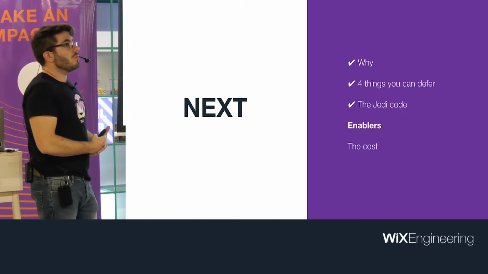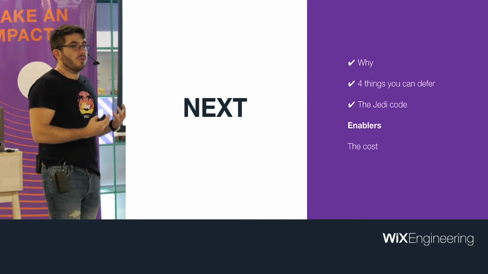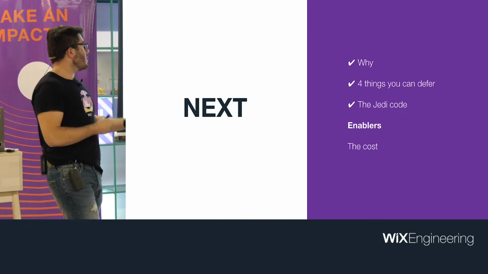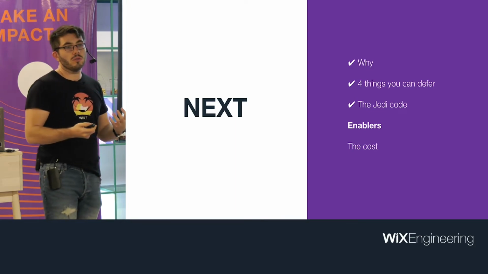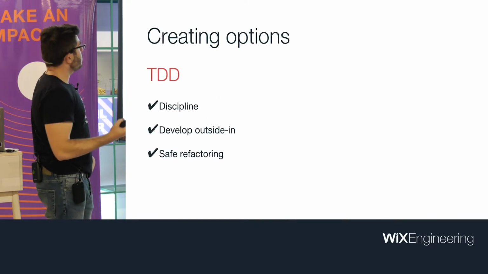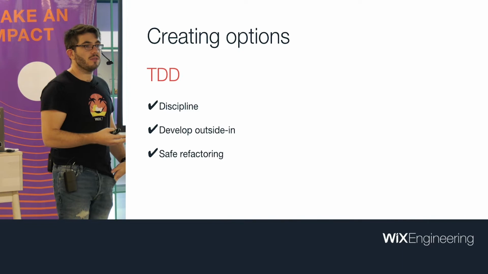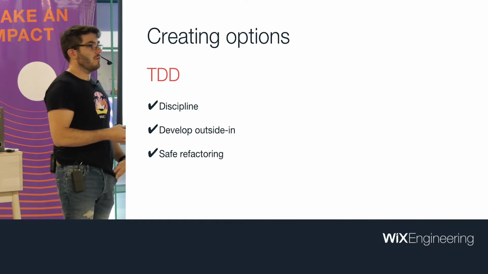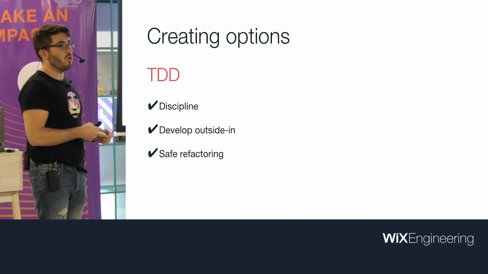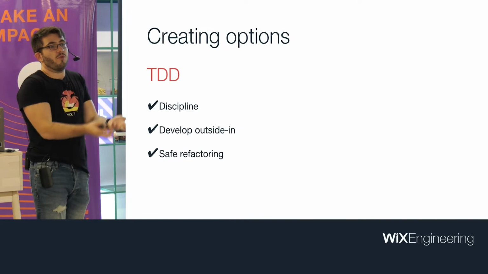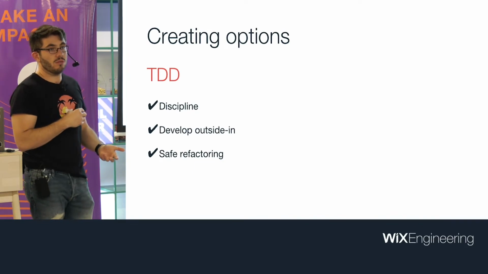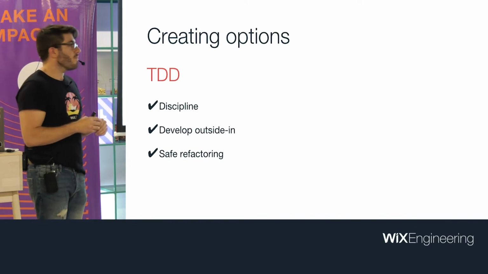So now, in order to be able to postpone those decisions, we need to create an option for ourselves to do so. So let's see several examples of things that we should be doing in our code in order to create those options for ourselves. Let's start with TDD. How many of you know what TDD is? Basically, TDD stands for test-driven development. The whole premise is that you are writing tests for the thing you're building, and only then you're writing the implementation. Sounds weird, but it works.